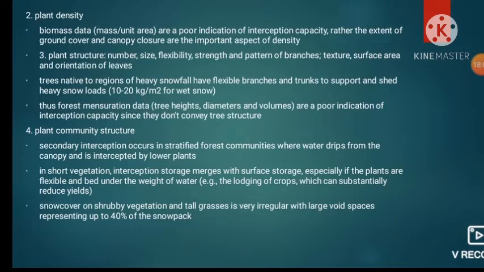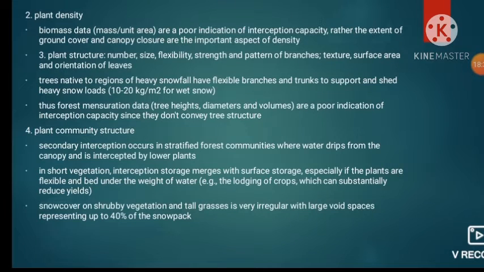Plant density, biomass data, and mass per unit area are poor indications of interception capacity. Rather, the extent of ground cover and canopy closure are the important aspects of density. Plant structure matters too: the number, size, flexibility, strength, and patterns of branches, and the texture, surface area, and orientation of leaves.